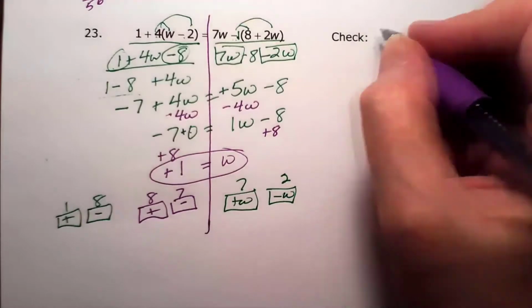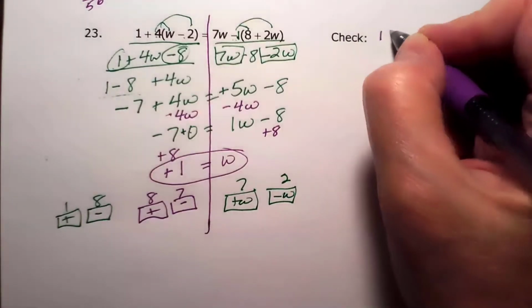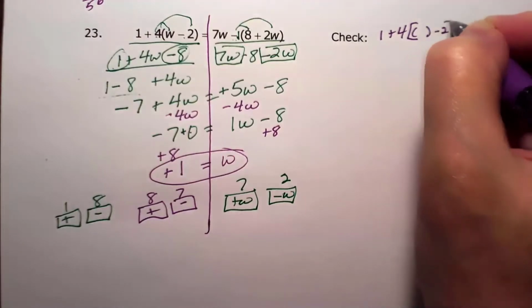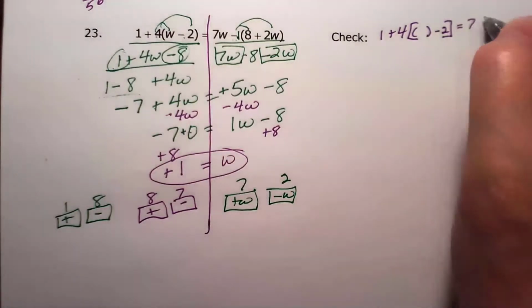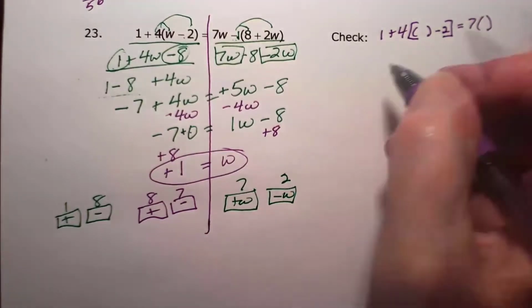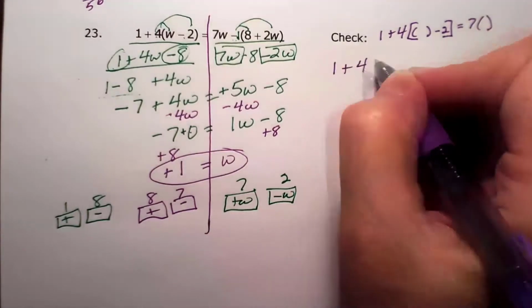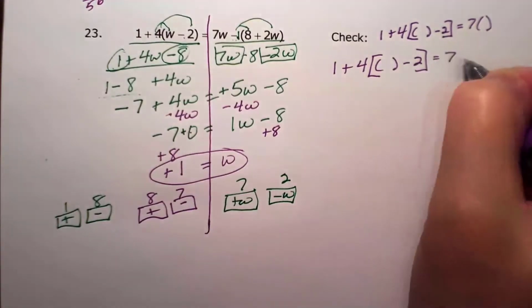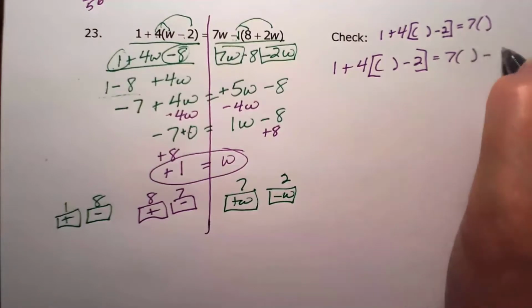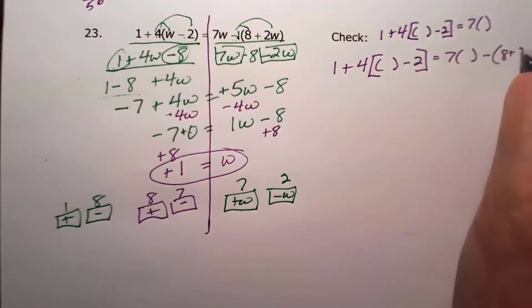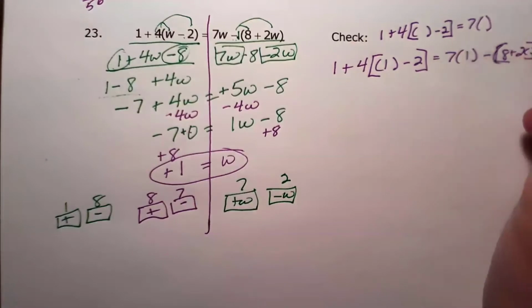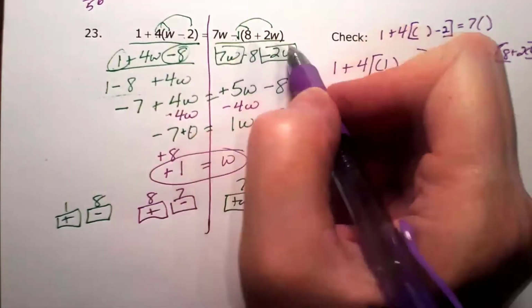If I go over here and check it, I'm going to do 1 plus 4 times the variable minus 2 equals 7 times the variable minus 8 plus 2 times the variable. I need more space. And the variable is 1. So I have to put it in all 3 places because it was 3 places there.